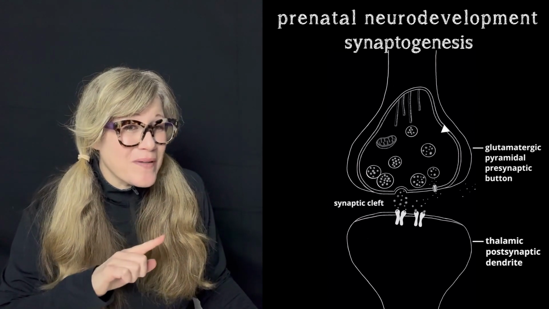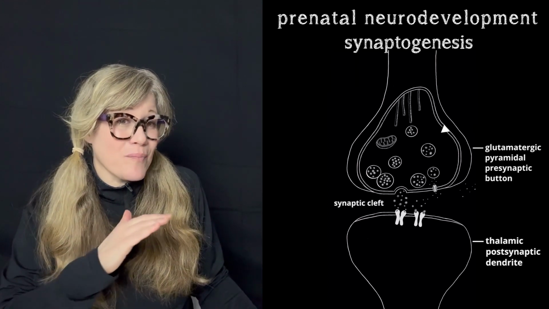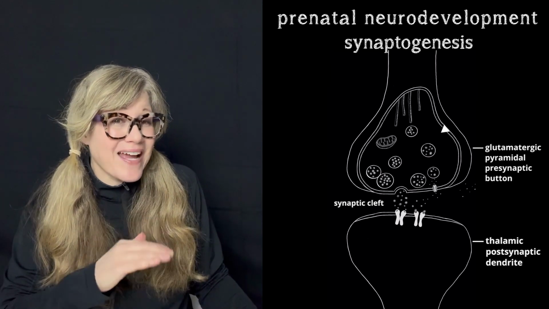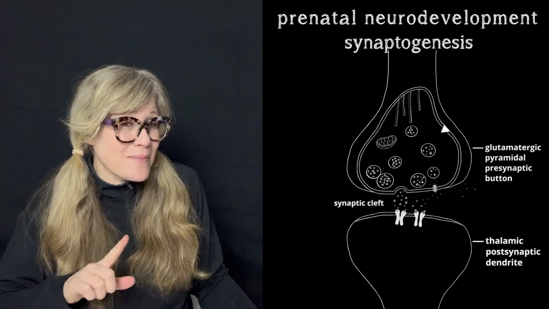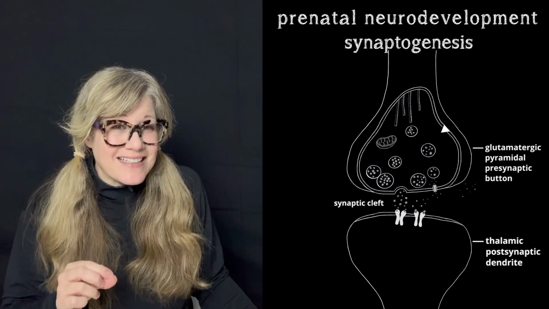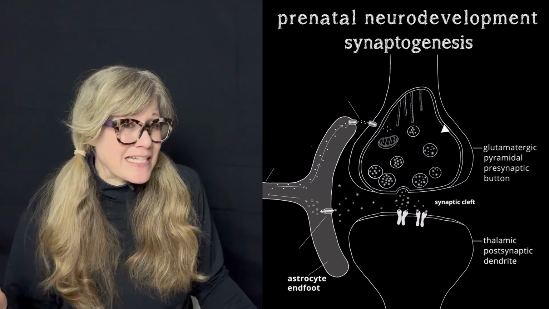There could also be chemical transsynaptic communication between the presynaptic axon and the postsynaptic dendrites to find the right connection. And that crosstalk could also guide synaptic assembly. And interestingly, this may be where astrocytes play a role in establishing synaptic connections.